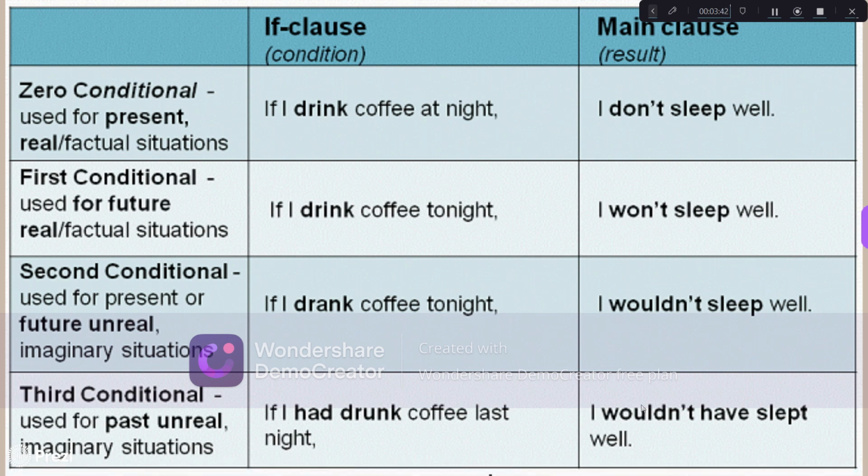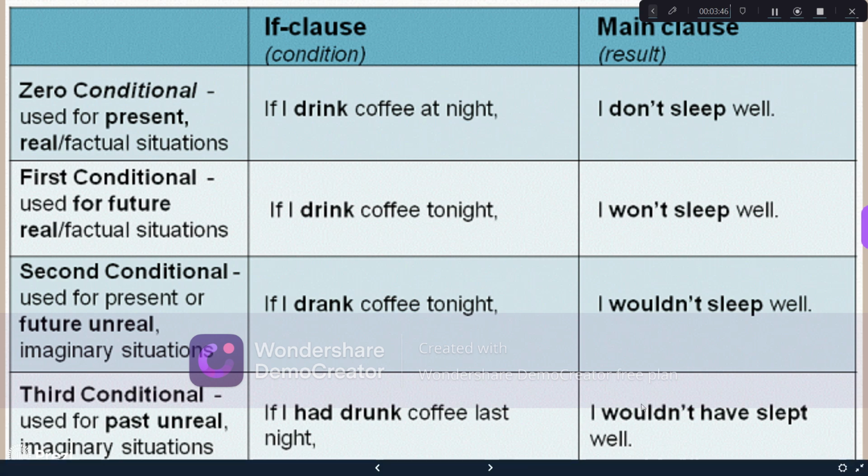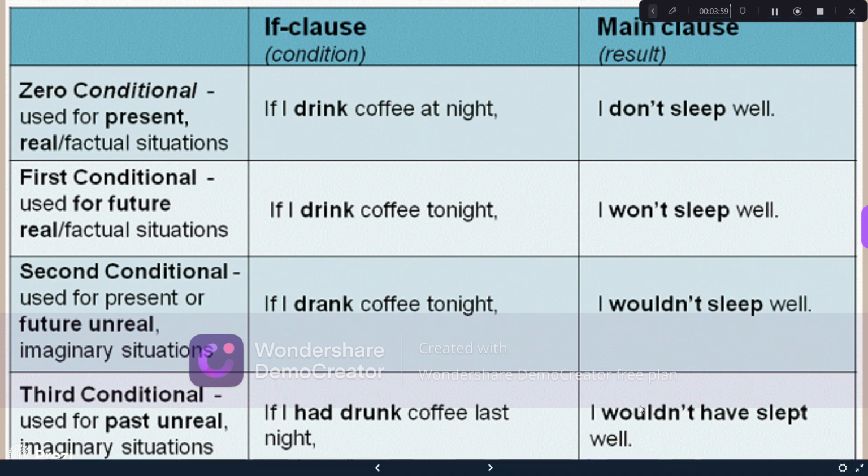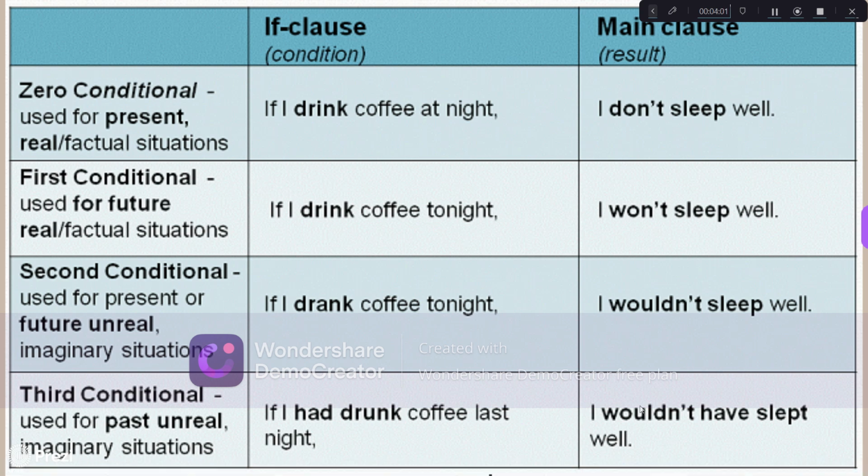Now I will give you a brief summary about the 4 types of the if conditionals. First, the zero conditional. It is used for present true factual situations. To form it, you need to put verb 1 or verb s. In the main clause, we put also a present simple sentence. First conditional is used for future real situations. If I drink coffee tonight, I will not sleep well.